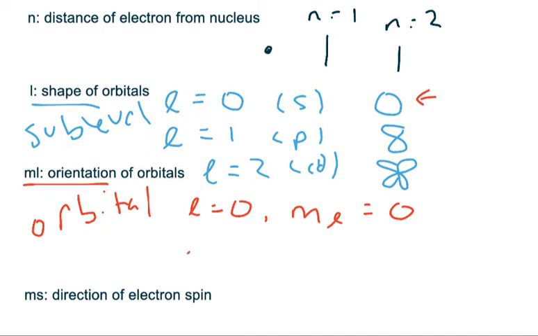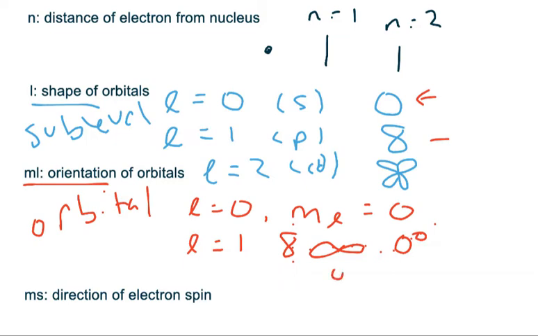Okay, so for l equals 1, now we have this peanut shape. So you're holding a peanut, imagine it like that. Now you turn it 90 degrees. Has the direction of that shape changed? Yes, there's 3 different ways that you can orient a p orbital. You can orient it along a y-axis, along an x-axis, or along a z-axis. Now each one of these is going to be associated with an ml value.